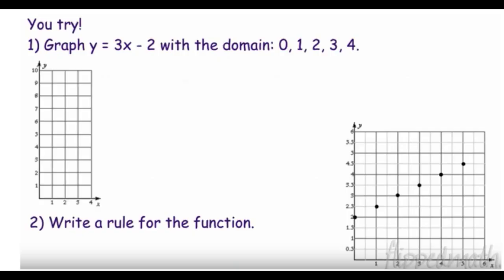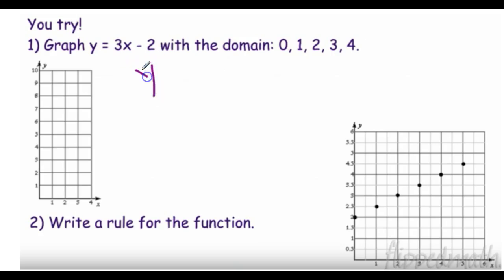Alright, enough of that. So now you should pause this video and try it on your own. Pause it, just do it, and try it. Okay, here we go. Graph y equals 3x minus 2 with the domain 0, 1, 2, 3, 4.